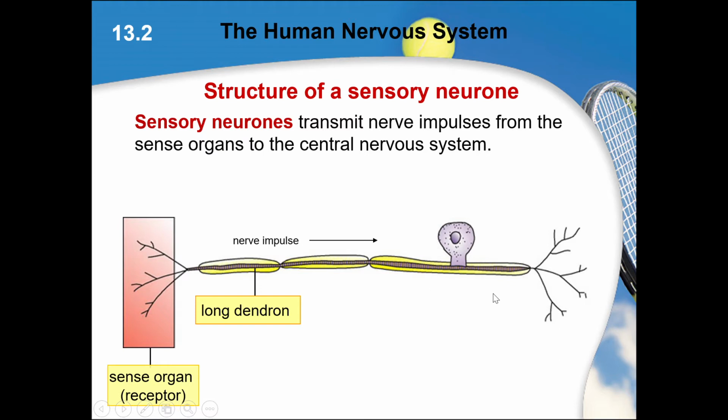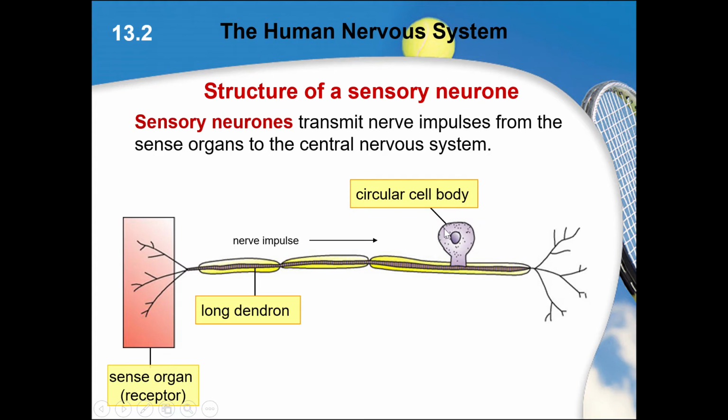It passes down this dendron here, and you see that the dendron is very long. It goes downwards towards the cell body. You can see that the cell body differs from that of the motor neuron. The cell body here is not irregular in shape. It is very smooth, circular, and it is regular in shape. So that's one way you can differentiate the sensory neuron from the motor neuron.